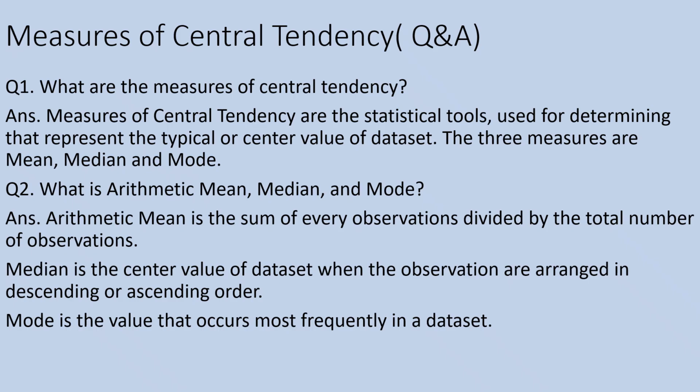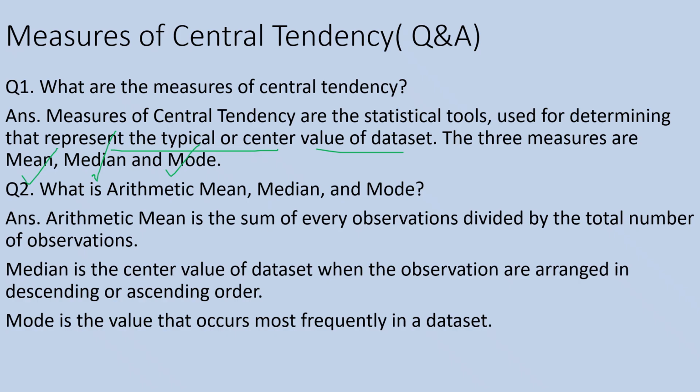The measures of central tendency are the statistical tools we use for determining and representing the typical or central value of the data set. The three measures of central tendency are mean, median, and mode. So these are the three measures of central tendency.